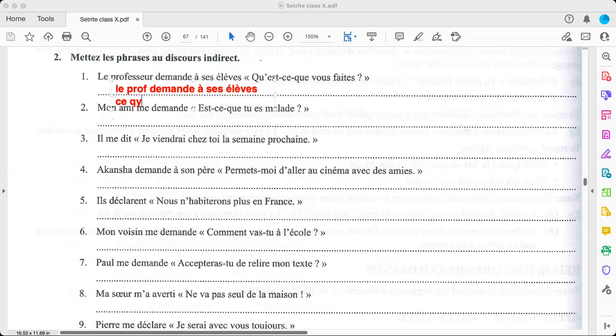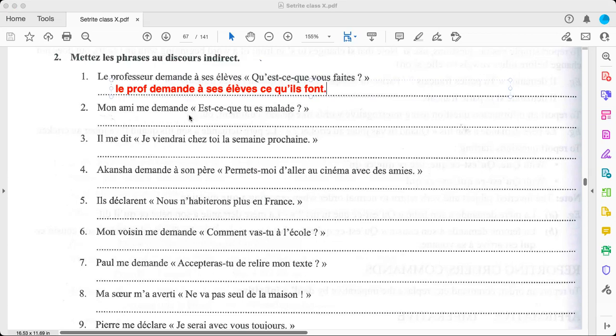Ce que vous faites. I told you, second person will change as per the object. Vous is second person, object is ses élèves. So this one would be plural, third person plural. It will be ils. Now, E and I, both are vowels. So you will remove E, put apostrophe. Fait, faire verb, the conjugation of faire verb is font with ils.